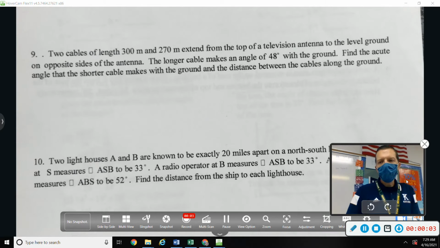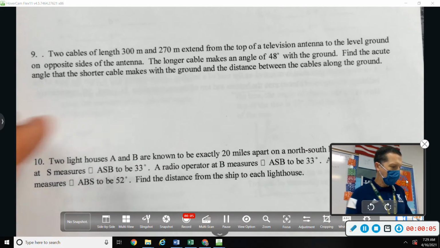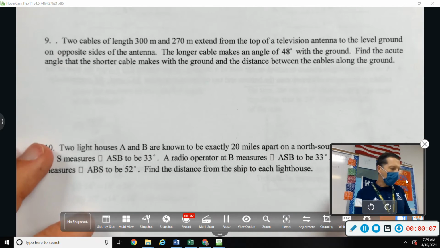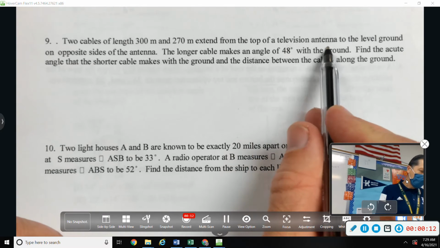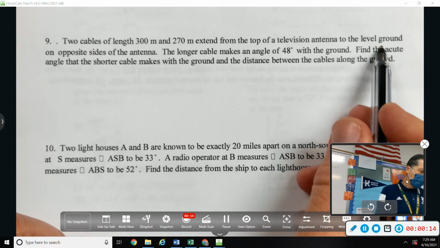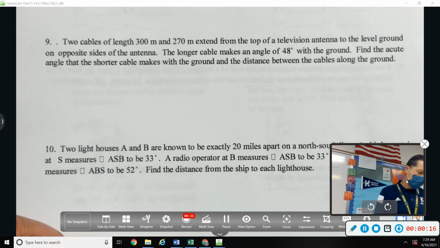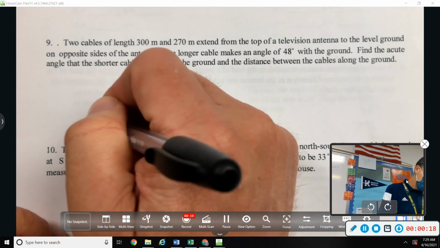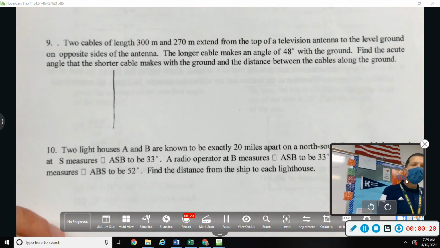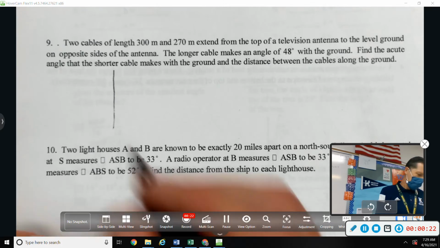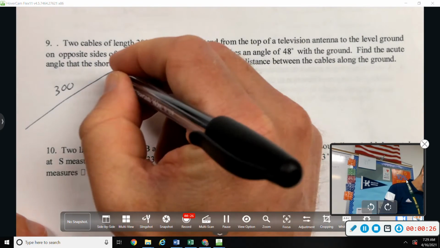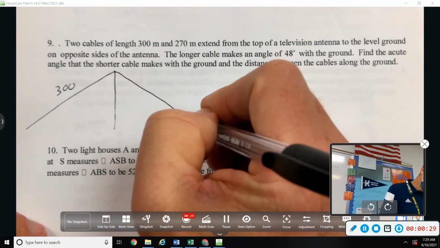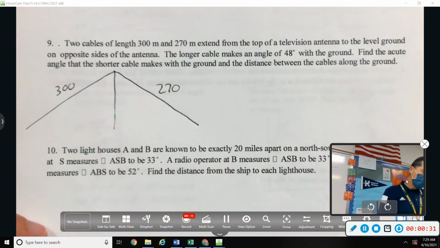All right, number 9 on worksheet 5. 2 cables of length 300 and 270 extend from the top of a television antenna to the level ground on opposite sides of the antenna. So there's our antenna. 300. The other side's a little bit shorter. 270.